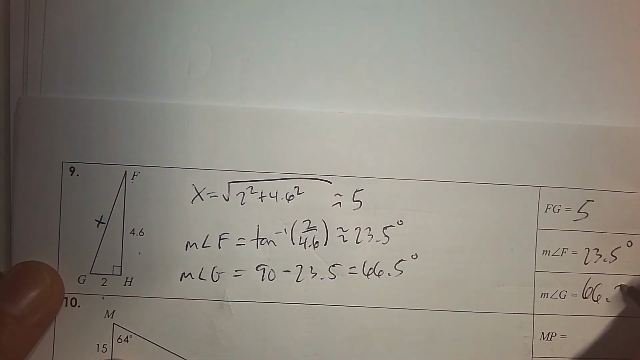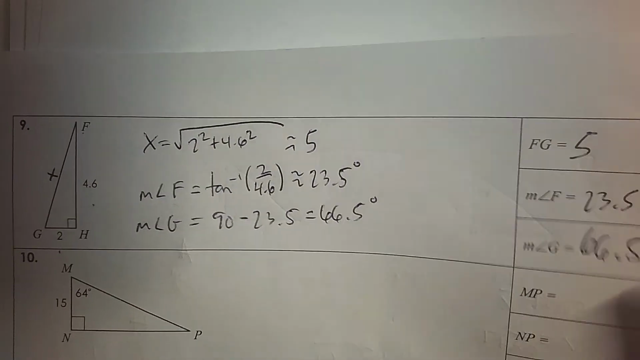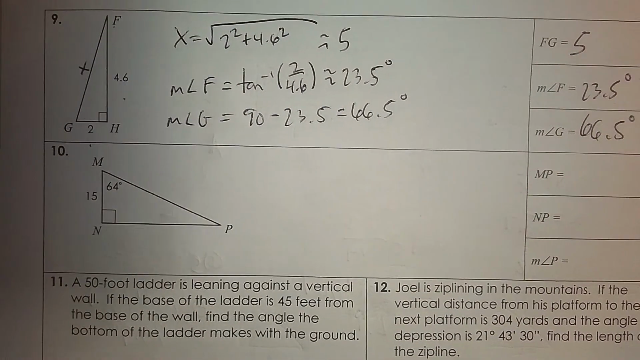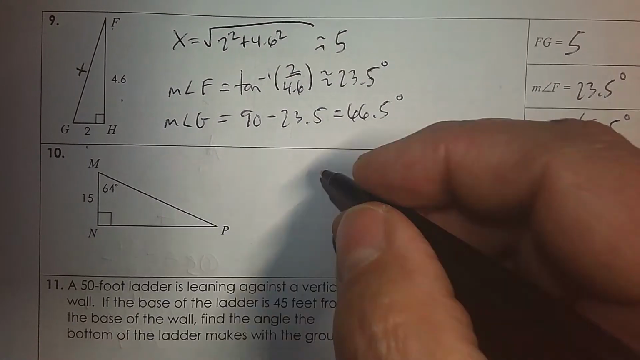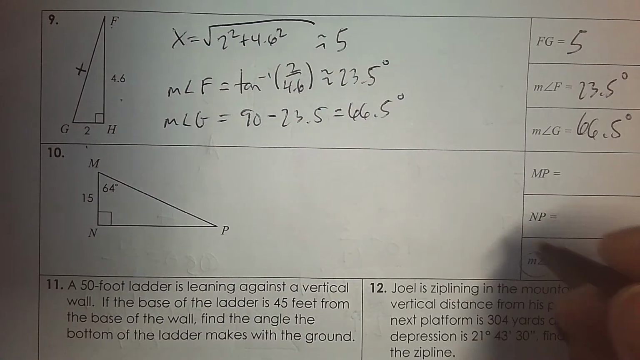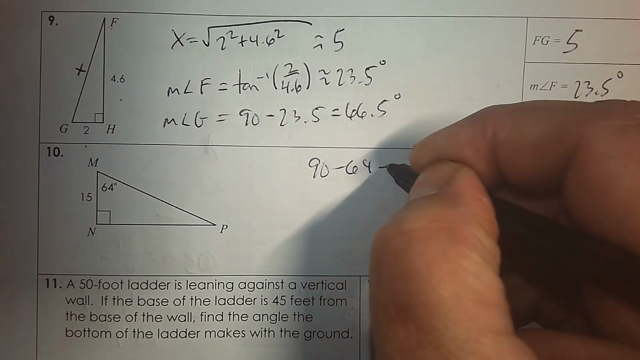All right, one more time. Can you solve a missing right triangle? Find all the parts that are missing. So I want to find the missing angle first. So to find that missing angle, I just have to go 90 subtract 64. So that would be 26.